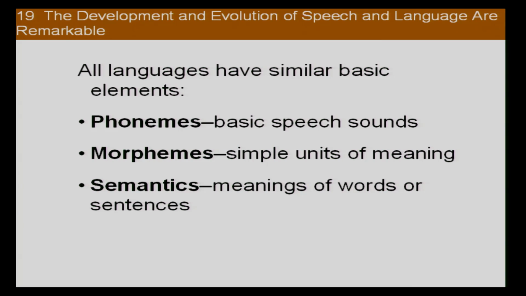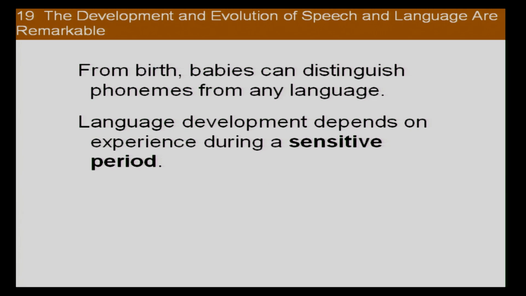Phonemes are basic speech sounds, just all the basic sounds, and different languages have different phonemes in their vocabulary. So the Basque language, which is very, very unusual, and those words tend to start with X's and Y's much more than you would think possible, has a very different phoneme set than English. Morphemes are simple units of meaning. Semantics, as you probably all know, is meanings of words or sentences.